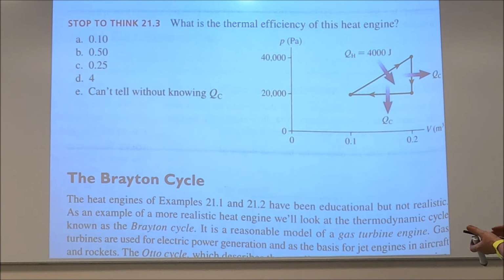Okay? So to get the thermal efficiency, all we're going to do is take work out, which is the 2,000, divided by QH, which is 4,000, and we get 0.5 as the efficiency. So the answer to this Stop and Think is B. Okay. You ought to be able to do that.